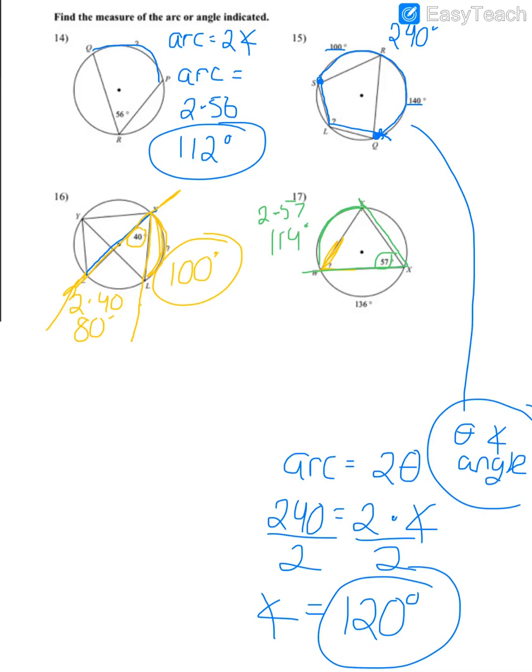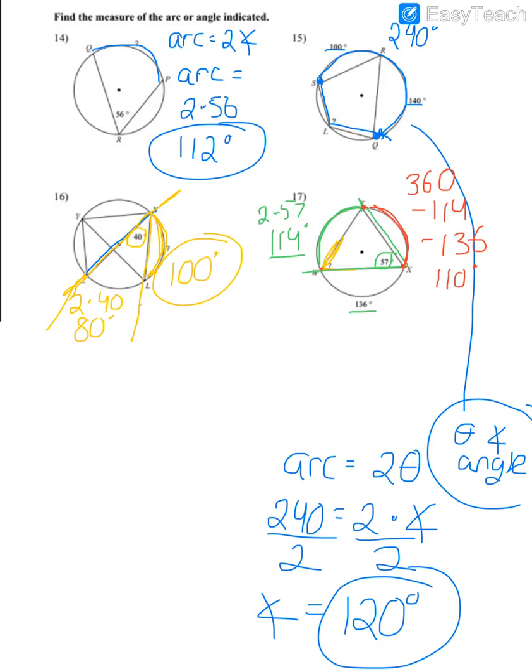Now we have this number and this number. We know that those two plus this red one over here have to add to 360 because they make up the full circle, right? From there to there, from there to there, and there to there makes the full circle, 360. So this over here is going to be 360, take away 114, take away 136. So 360 minus 114 minus 136 is 110 degrees for that red part.